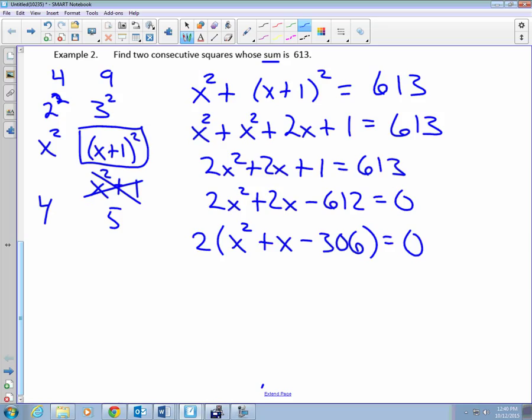So I need two numbers to multiply to negative 306 that add to positive 1. That must mean they're really close together, right? So let's see. 16 times 16 is 256. 17 times 17 is 289. 18 times 18 is 324. So I bet it's probably 17 and 18. If you take 17 times 18, you get, yep, 306. Okay, we got our two numbers.